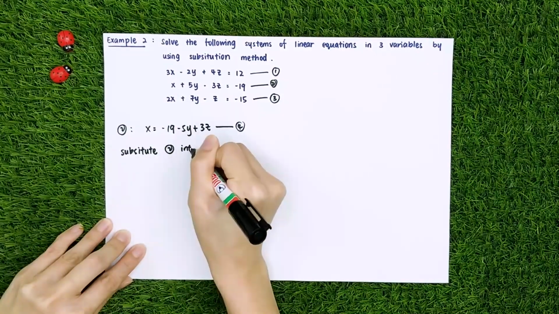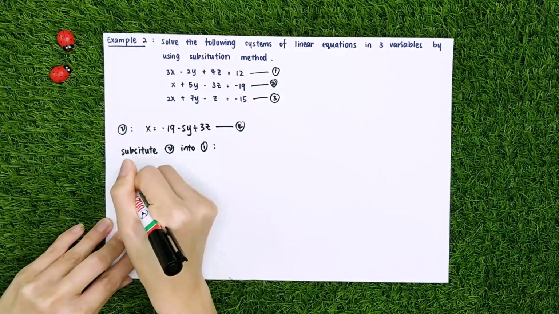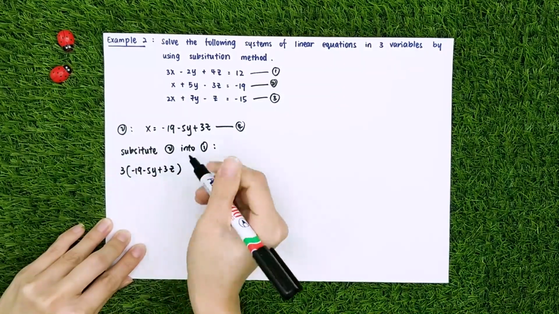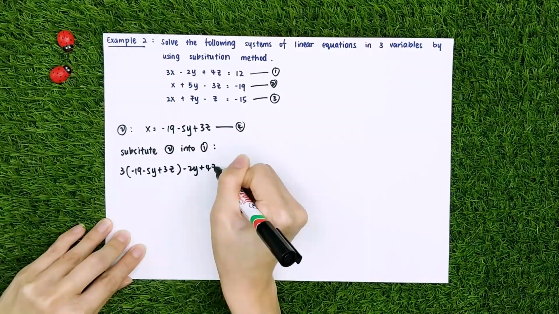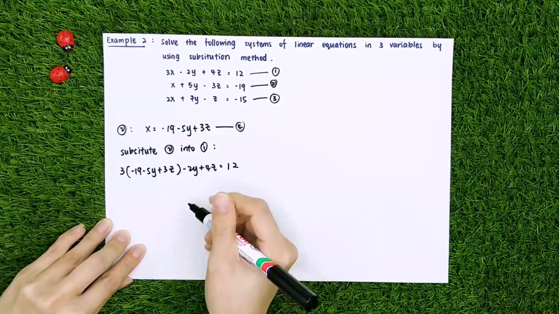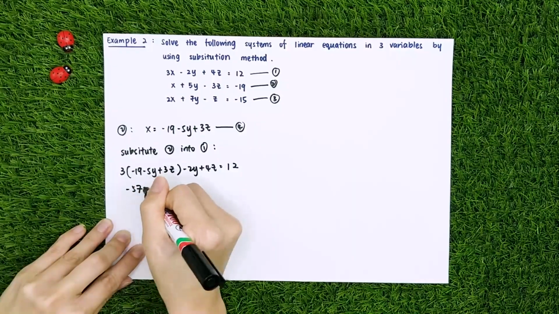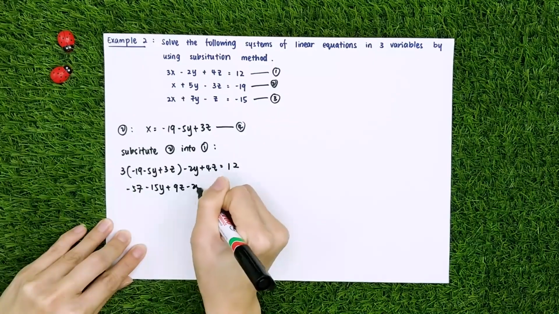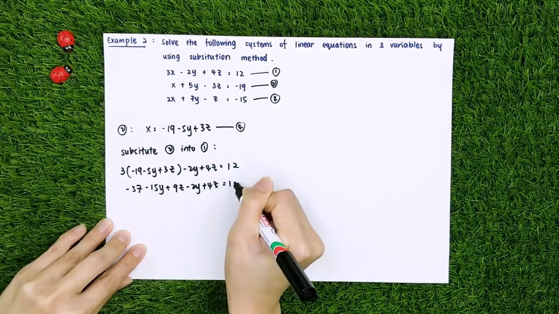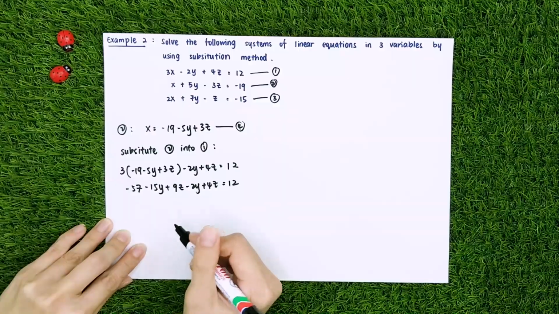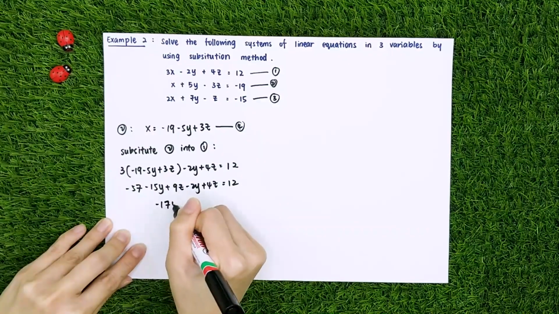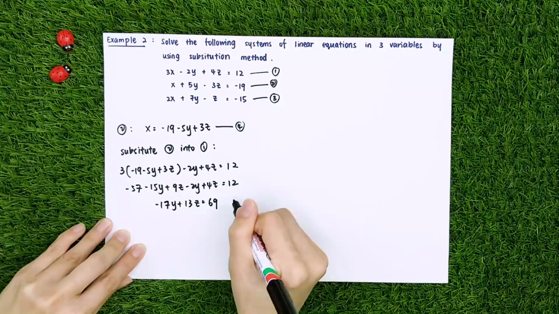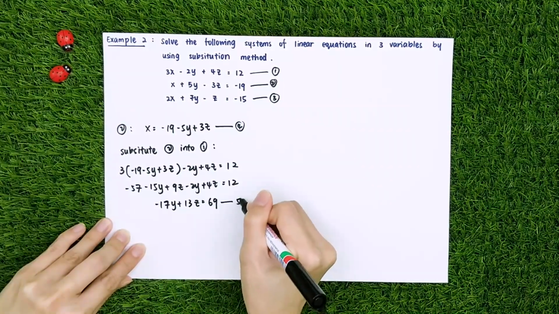equation 4 into 1. So it will look like 3 times (negative 19 minus 5y plus 3z) minus 2y plus 4z equals to 12. Okay, now you will get negative 57 minus 15y plus 9z minus 2y plus 4z equals to 12. So you can rearrange it to become negative 17y plus 13z equals to 69. So this is your new equation, which I label as equation 5.